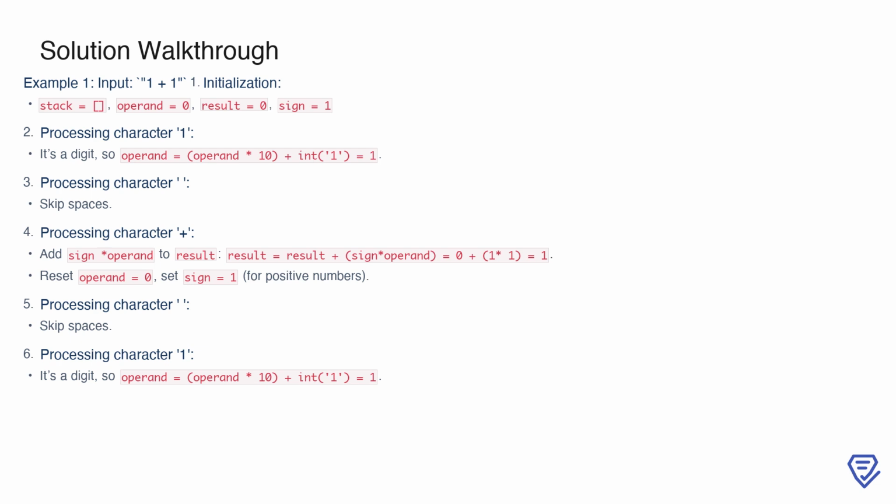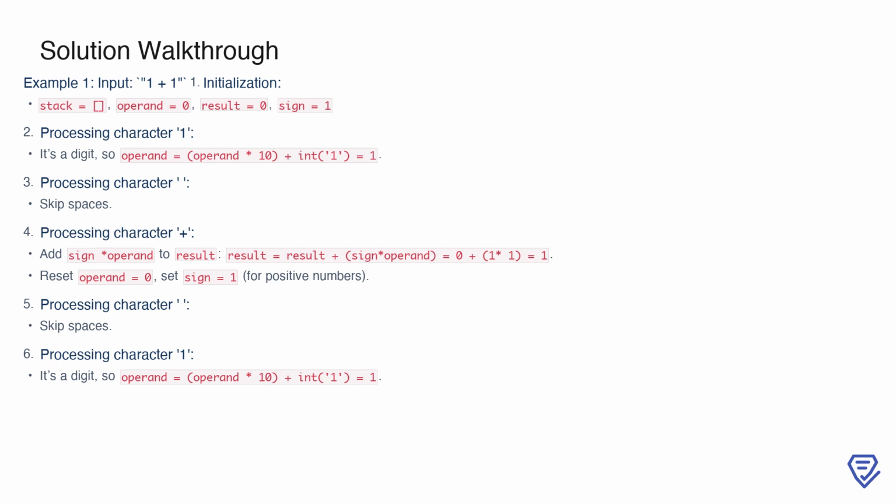When we encounter the space, we simply skip over it. Next, we process the plus character, which indicates an addition operation. At this point, we add the current operand, multiplied by the sign, to the result. This gives us result = 0 + 1 * 1 = 1. After that, we reset the operand back to 0 and keep the sign as 1, since the plus symbol represents a positive number.